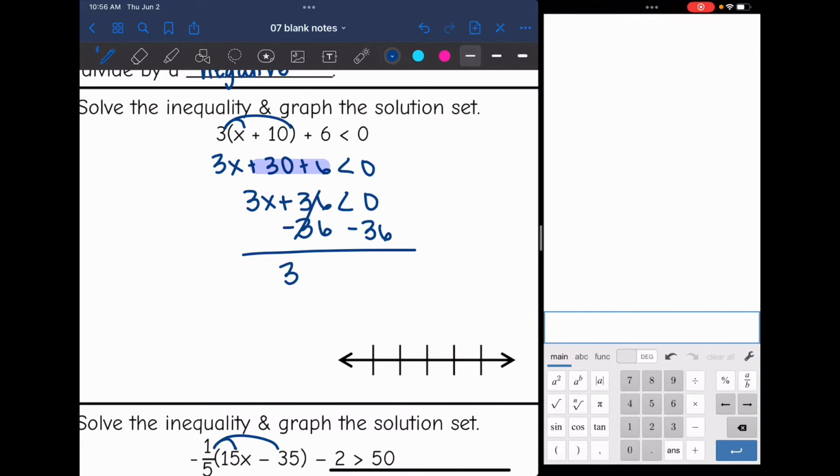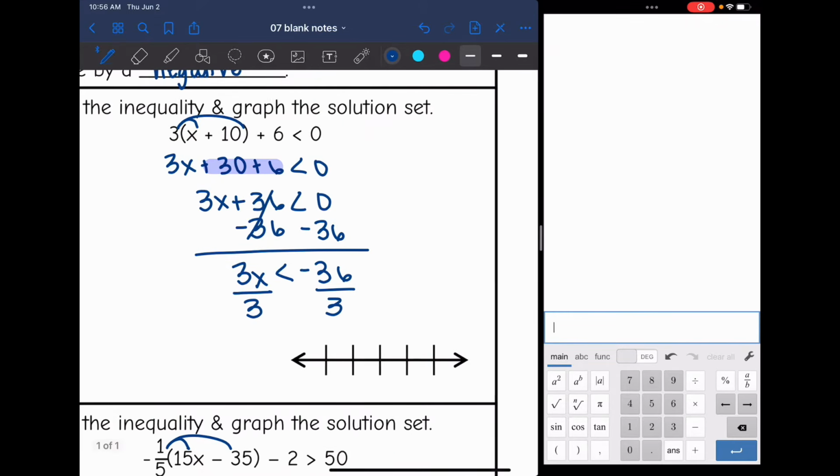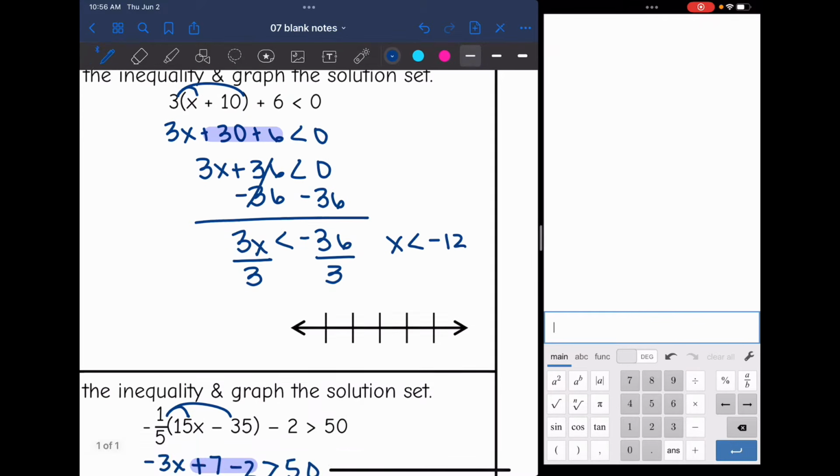Now I'm ready to isolate the x by removing the constant, so I'm going to subtract 36. And I get 3x is less than negative 36. And then I'm going to divide by 3. And I get x is less than negative 12. I do not have to flip the inequality sign since I was dividing by a positive.